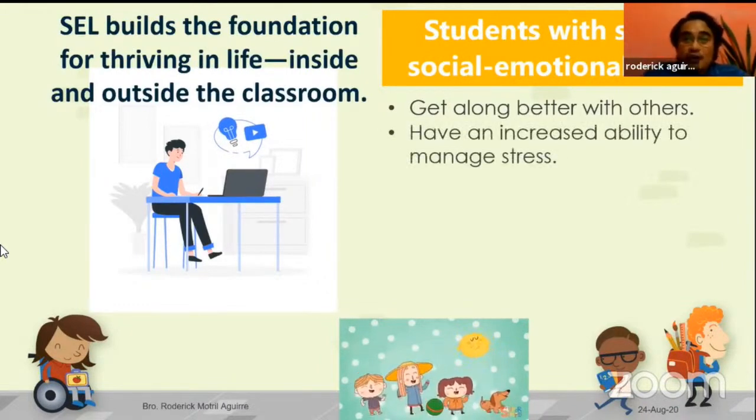Also, students with strong social emotional skills have an increased ability to manage stress. They're able to cope with a lot of responsibilities. In fact, a lot of students who have this good social emotional skills in their personality, in their psyche, are able to take on a lot of responsibilities, and they see these responsibilities as an opportunity to be with other people and be able to interact and learn from other people.